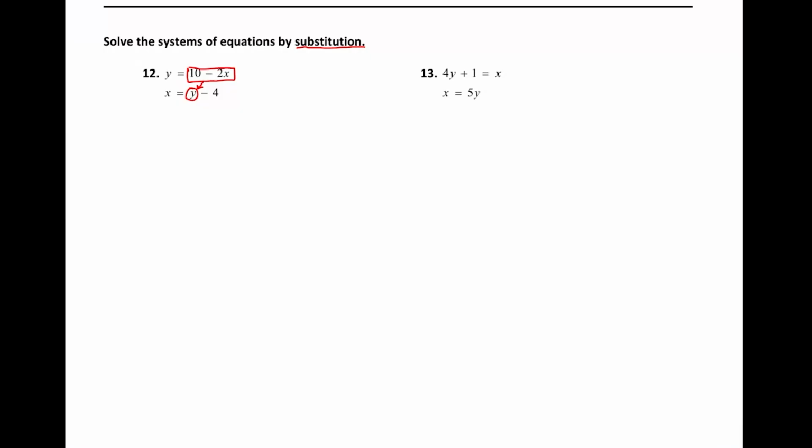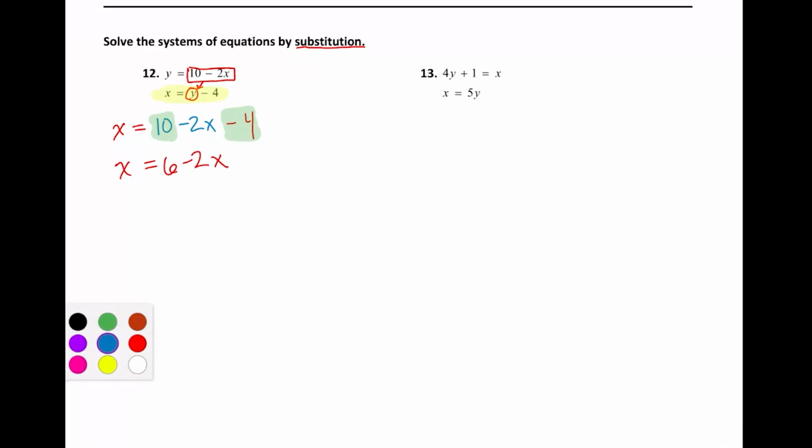So here I'm going to rewrite this second equation, except instead of writing y, I'm going to write 10 minus 2x. So x equals, and then the thing that I'm substituting in here is 10 minus 2x, and then I still have this minus 4. And from here, we just need to solve the equation. So I'm going to start by combining my like terms, and I do have 2 like terms here. I've got 10 minus 4, which is 6. So now I have x equals 6 minus 2x.